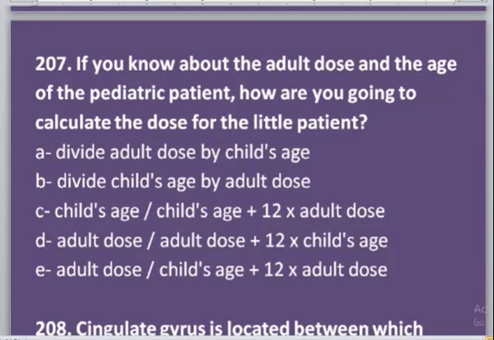So actually this is again the same subject MCQ like the previous MCQ. In this it is asked about the Young's formula. So if we know that formula, we can see it here. It is actually this formula: child's age divided by child's age plus 12 multiplied by adult dose. So this is the Young's formula for calculating the child dose.